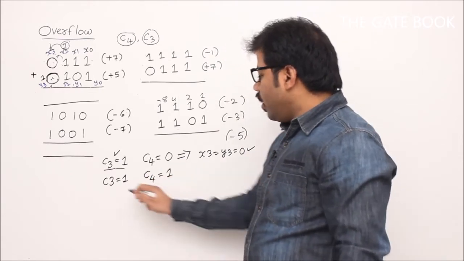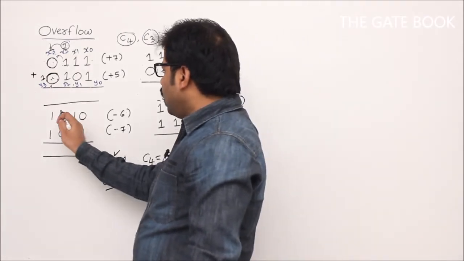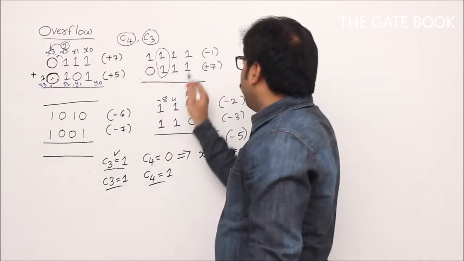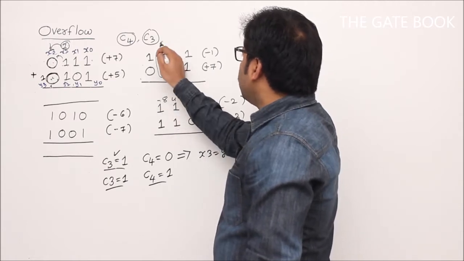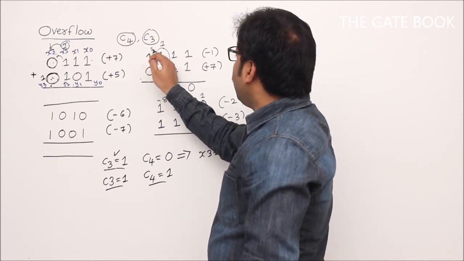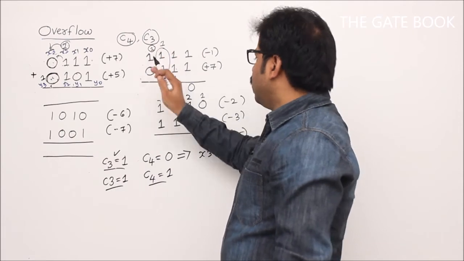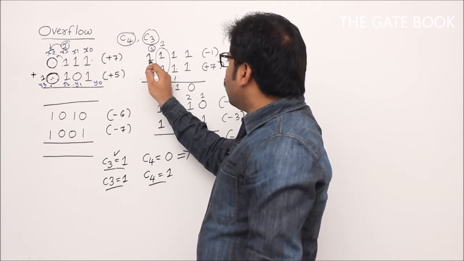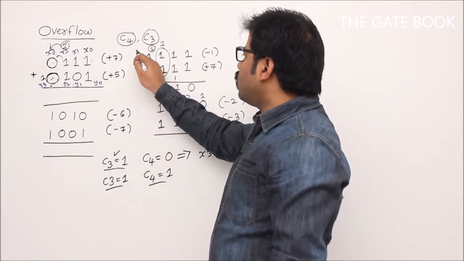Just recall, when will this happen? When C3 is 1 and C4 is 1, that means carry is coming from here, right? Example here: 1 plus 1, 0, 1 here; 1 plus 1 plus 1, 1 here, then 1. See, this is C3, so the carry is coming from this section. Then at that time, if these two bits are ones, or one of them is 1, what is going to happen? C4 is also 1.